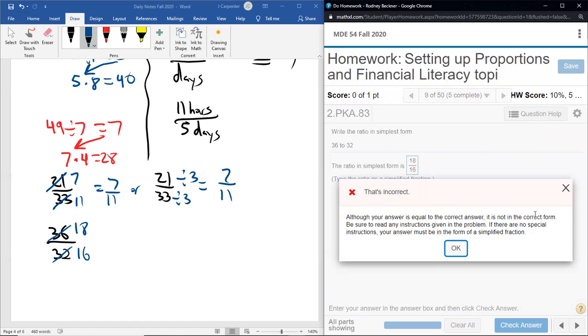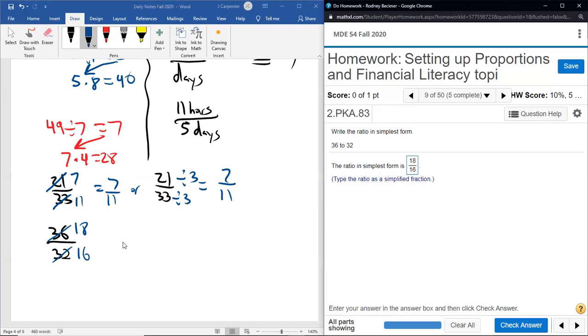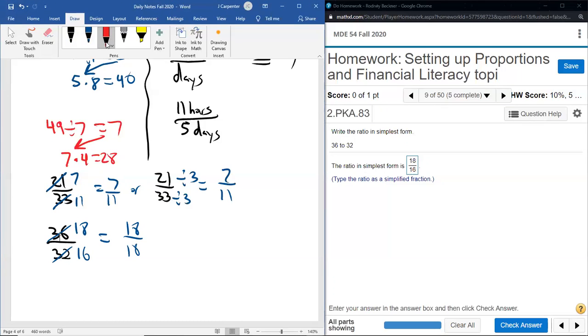Although your answer is correct, it is not in the correct form. They don't always give you exact instructions on, oh, it's right, but not right. So you have to figure out what else is going on here. Well, both 18 and 16 are divisible by 2. So you've got to divide those by 2. That's a 6 in the bottom. That's just an ugly 6.